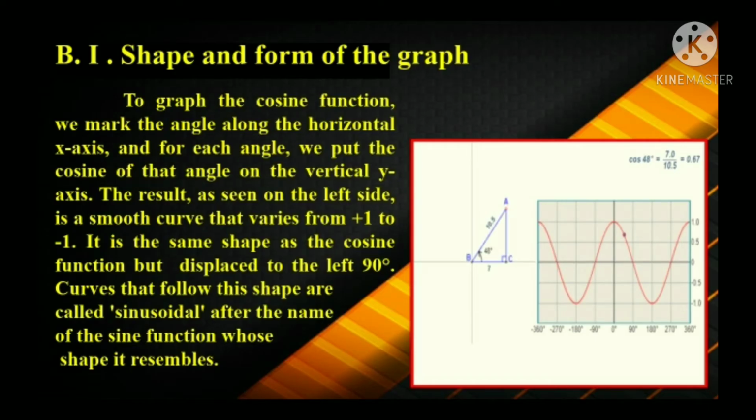To graph the cosine function, we mark the angle along the horizontal axis, and for each angle, we put the cosine of that angle on the vertical y-axis. The result, as seen on the left side, is a smooth curve that varies from positive 1 to negative 1. It is the same shape as the sine function but displaced to the left 90 degrees. Curves that follow this shape are called sinusoidal, after the name of the sine function whose shape it resembles.